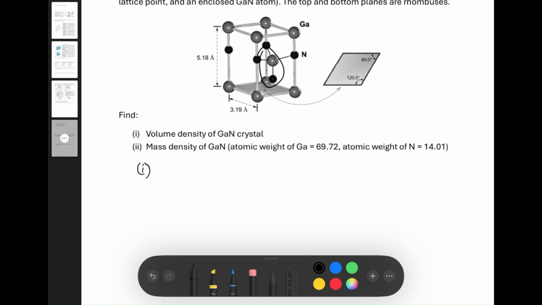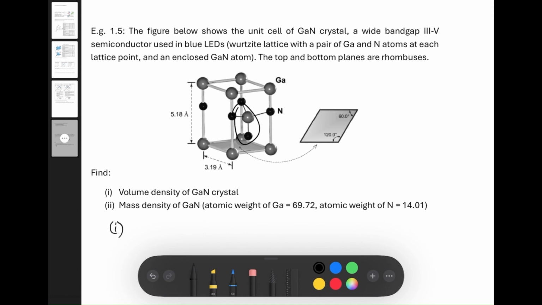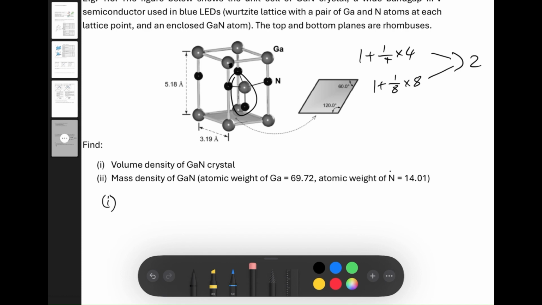Okay, so for the volume density, let's first see how many atoms there are per unit cell. This is an enclosed GaN atom, so that's already 1. And for the others, we can either look at the N or look at the Ga, just like the gallium arsenide earlier. If we look at the N, you can see that 1/4 of this N is enclosed inside the unit cell, so it's 1/4 times 4, because there are 4 N. Or if you look at the gallium, there is 1/8 of each of them enclosed, so times 8. It doesn't matter which you use, the number of atoms per unit cell is 2.